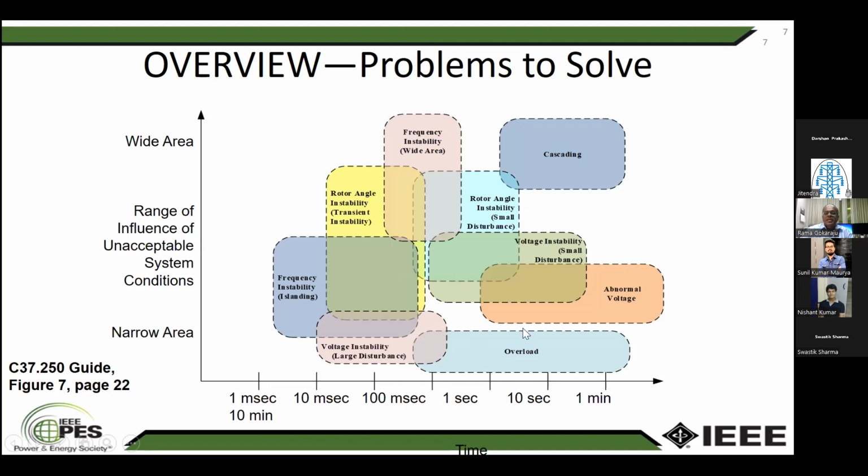And then the cascading events. With cascading, we are looking at a longer time horizon. It could start from a few seconds to a few minutes. The cascading event I'll be explaining in the second part of the presentation.